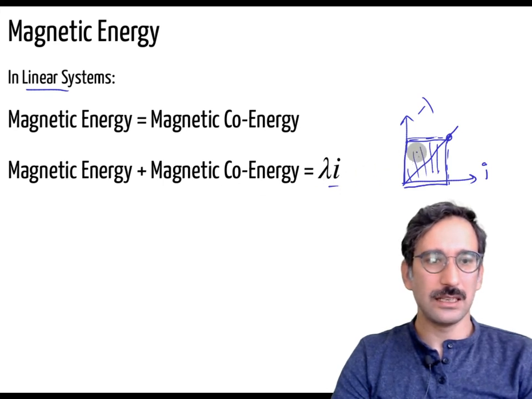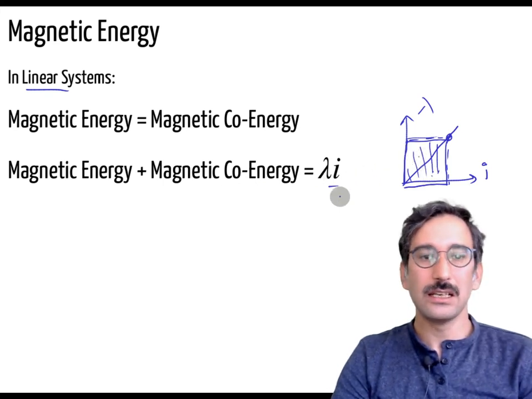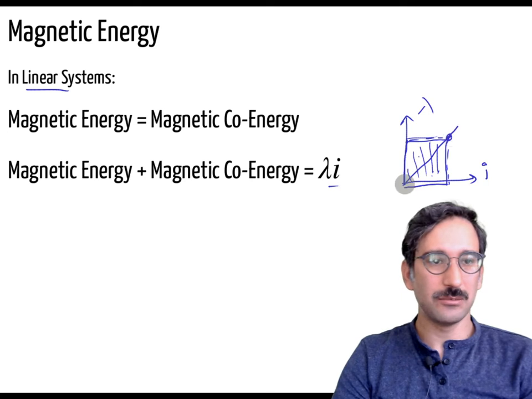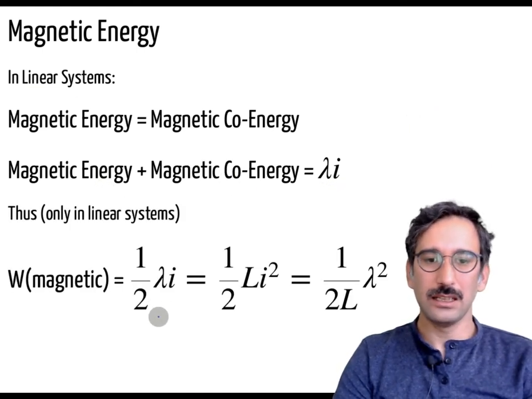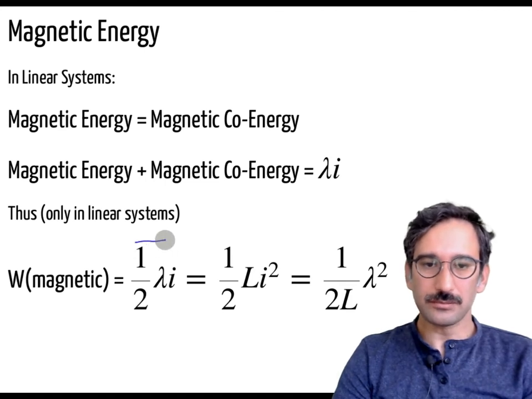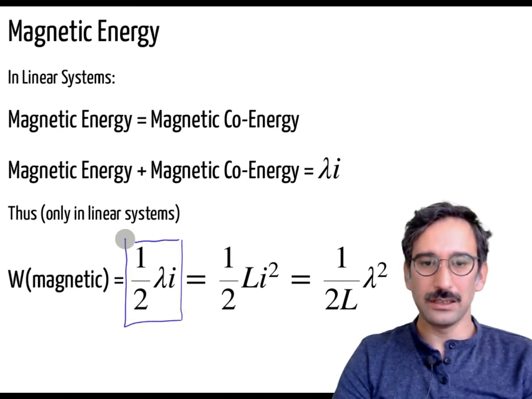So that is energy, that is co-energy. And again, in a linear system, those areas are equal to each other. So if you divide that thing by 2, you can find the energy or co-energy. So only in linear systems, what you can have is 1 over 2.